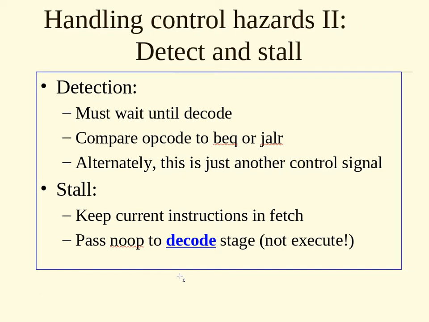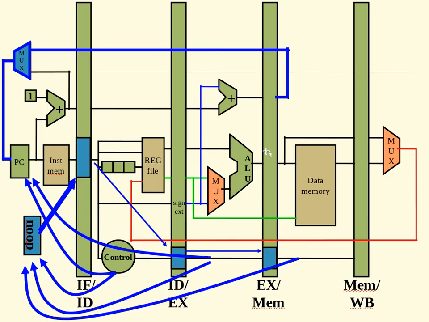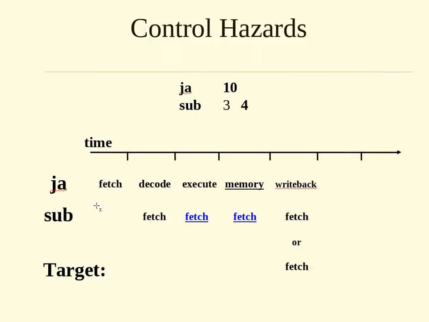Detect and stall. So once you find the opcode and it's a jump, and we didn't do jump and link, but that's another type of linking, and I'll leave that there for next time I teach this course. Keep the instruction fetch and pass no op to decode, aka don't execute it until we finally get there. So in other words, once you detect a jump, you just put in no ops here until this thing finally resolves, and then you're done.